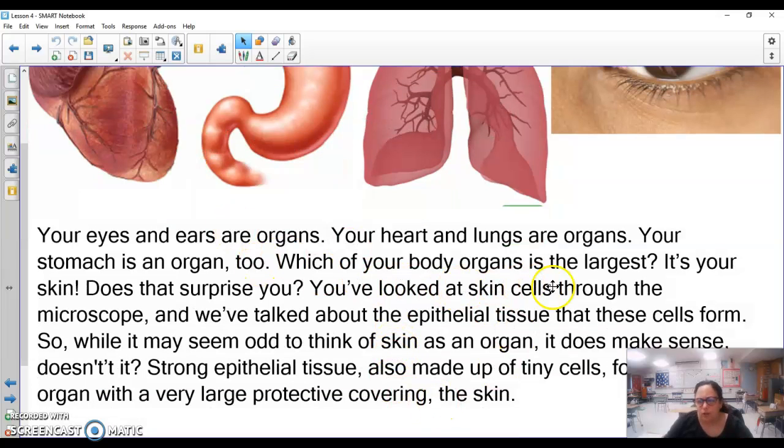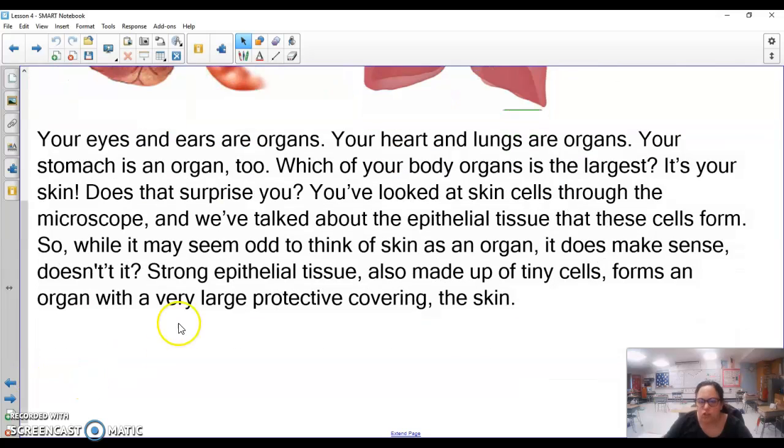Which of your body organs is the largest? It's your skin. Does that surprise you? You've looked at skin cells through the microscope, and we've talked about the epithelial tissue that these cells form. So, while it may seem odd to think of skin as an organ, it does make sense, doesn't it? Strong epithelial tissue, also made up of tiny cells, forms an organ with a very large protective covering, the skin.